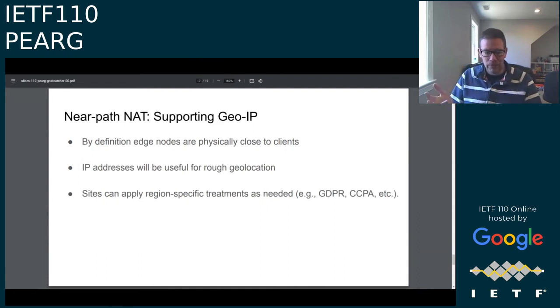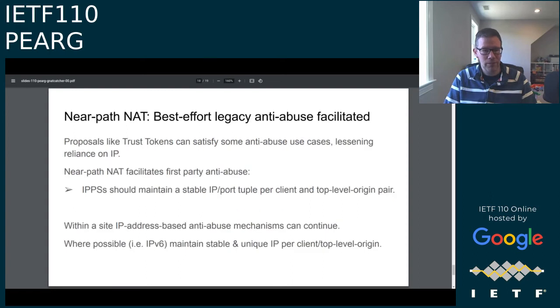As we talked about with willful IP blindness, there are cases when rough geographic location is important for region-specific treatments. With the near-path NAT, because we're at the edge, we're pretty near to those clients. So the idea is that the IP addresses from those IPPSs can still give rough geographic information to apply the region-specific treatments. So we can still support that use case.